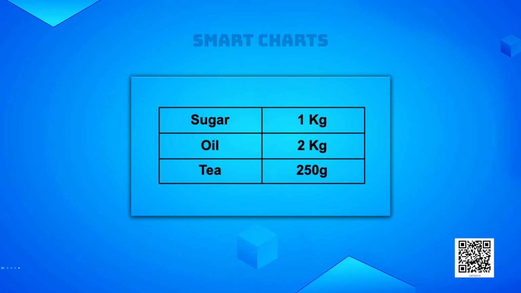Students, if you closely observe this, the left column contains the items required to purchase like sugar, oil, tea, etc. And the right column contains their quantity, maybe 1 kg, 2 kg or 250 grams, etc.